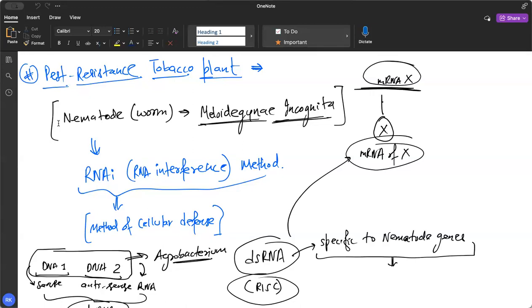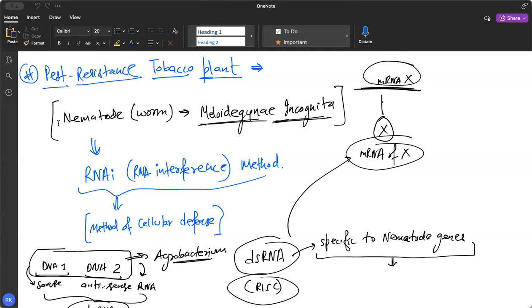So there will be less yield of tobacco. And tobacco being a commercially very successful plant, there is a whole industry around it. Obviously people who work in the tobacco industry do not want their tobacco crop to be destroyed. So this is the problem, right?